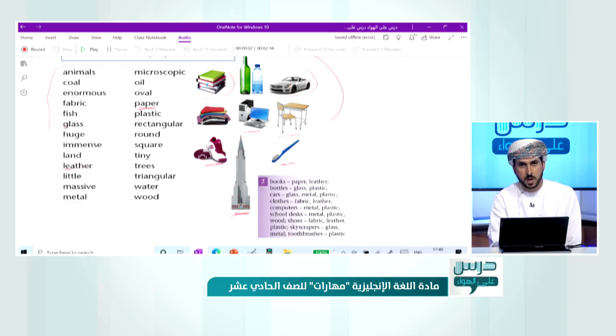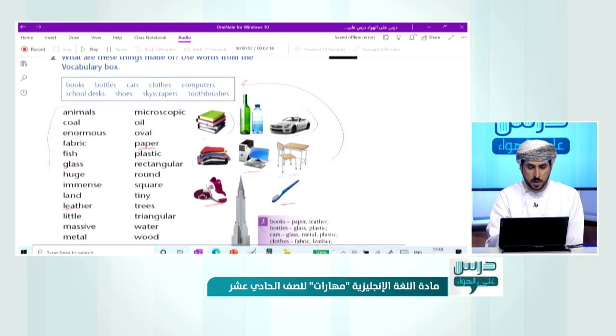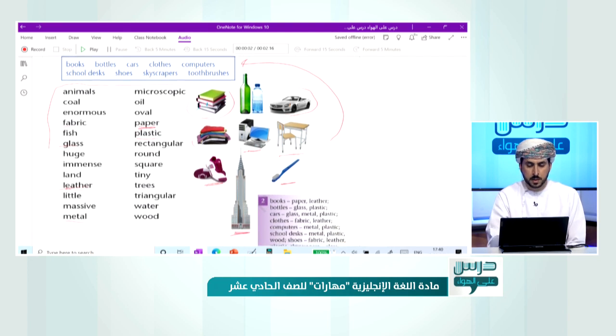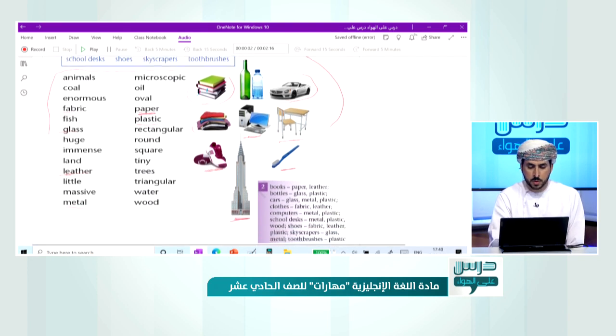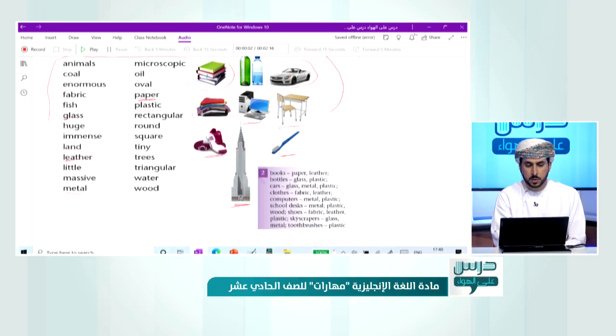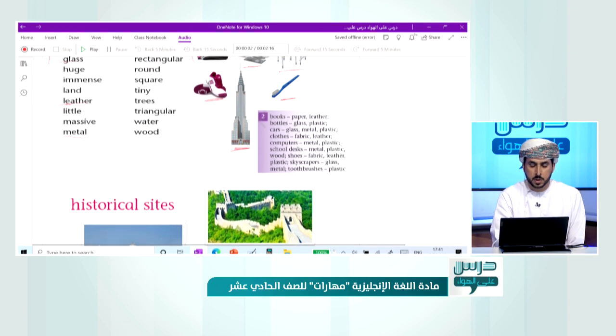What about toothbrushes? They are made of what? They are made of plastic. Okay? So we have answered this question, and let's move to the second one. And I want you to remember the meaning of all these words, because they are going to be very beneficial for you in your journey through this unit.